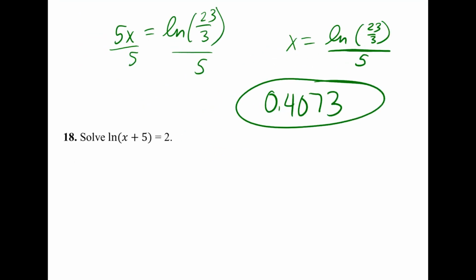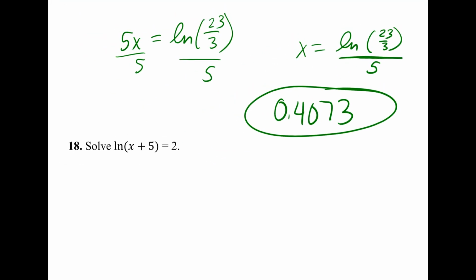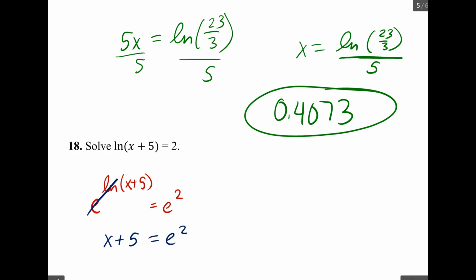Let's do 18. This is exactly like one that was on the practice test. So what do I want to do? How do I get rid of the ln? How can I get the x? I put e to each side. So e to the ln of x plus 5 is equal to e to the 2. What happens to e and ln? They go away. x plus 5 equals e squared.